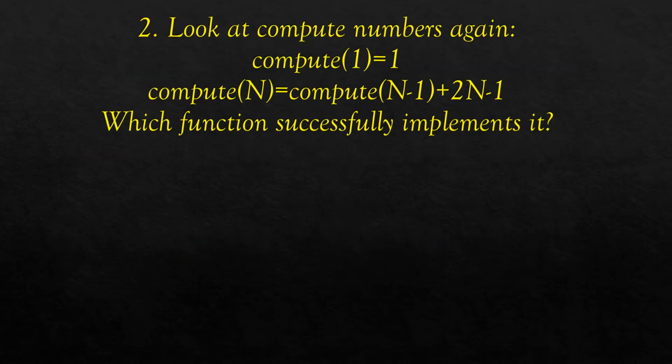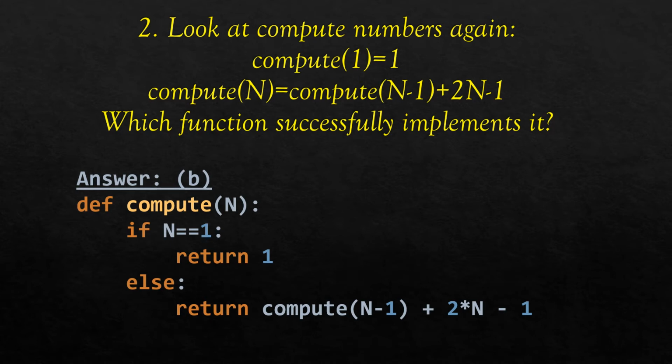The next question is, look at compute numbers again. Consider the same method. Which function successfully implements it? Now here the function goes like this: def of compute n. If n equal to 1, return 1, else return compute of n minus 1 plus 2n minus 1, which is the option B.